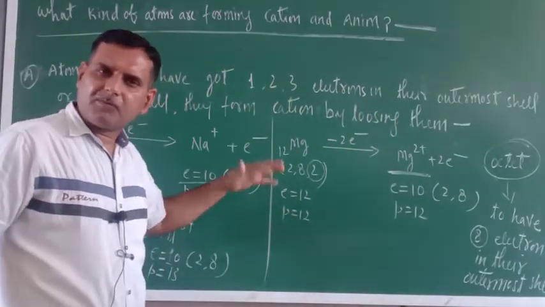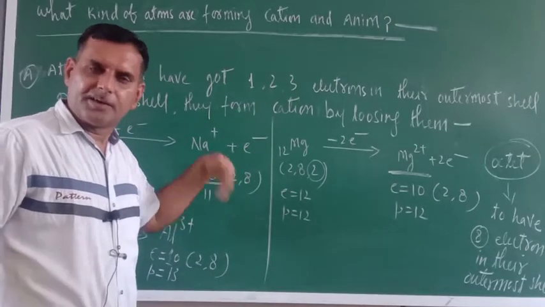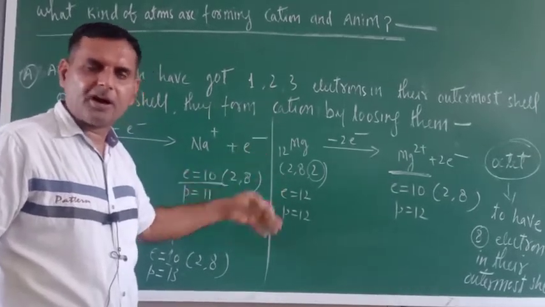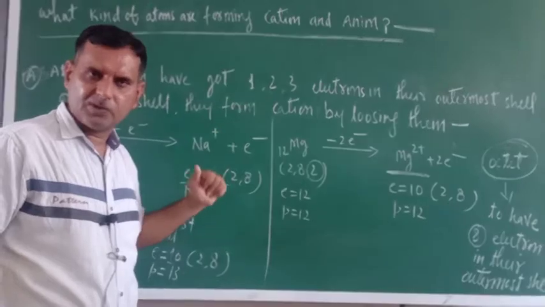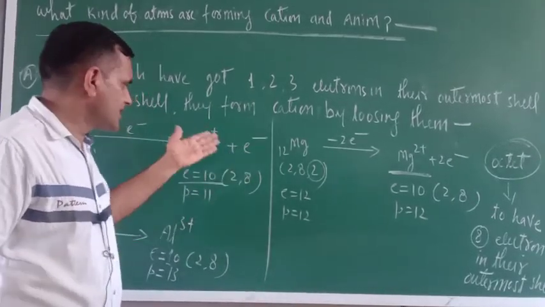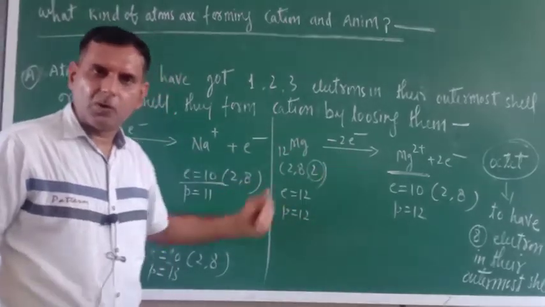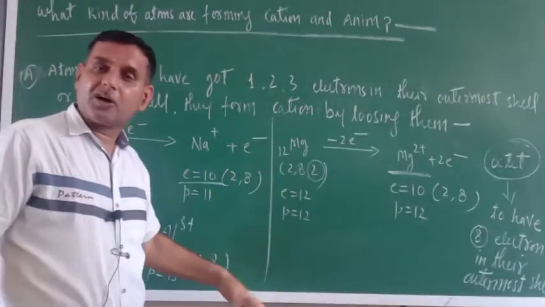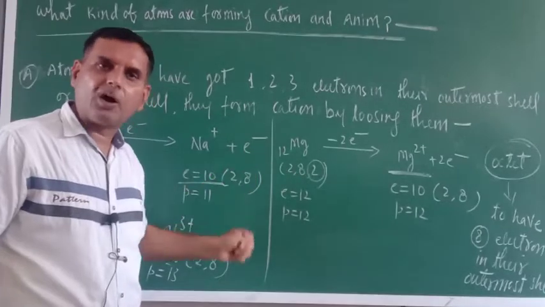What kind of atoms are forming the cation? If they have got 1, 2, 3 electrons in their outermost shell, they will form the cation. Cation is formed always by losing electrons. Just see, they are losing the electron. Why are they losing electrons? To have 8 electrons in their outermost shell.